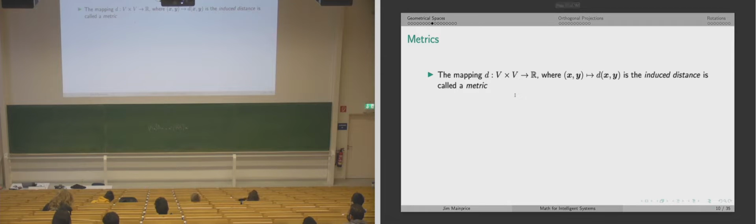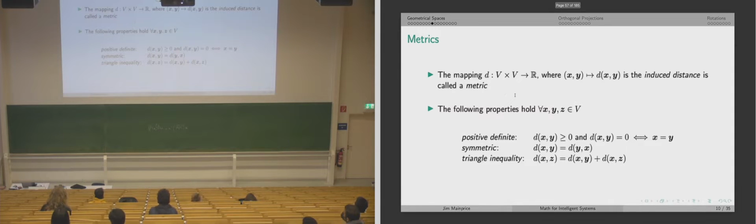Okay, so what we call a metric here is the mapping that takes two vectors and spits out the induced distance. It's called the metric. And the following properties hold for metrics: it's positive definite, symmetric, and has the triangle inequality.